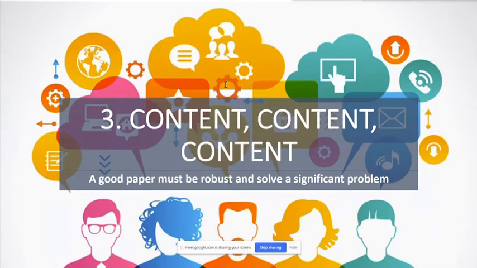Content. I don't think I can stress it strongly enough. A good paper must be robust and solve a significant problem, especially if you want to submit to a reputable journal or high impact factor journal. The problem that you pose and the solution that you present must be significant enough for them to take in and value your input. It has to be robust, meaning it has to be able to touch a significant number of audiences or population. It should provide that effect.